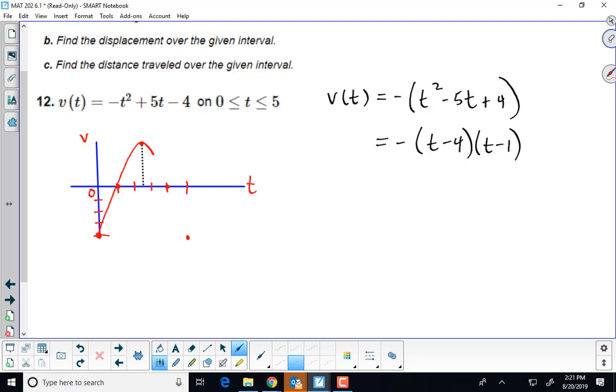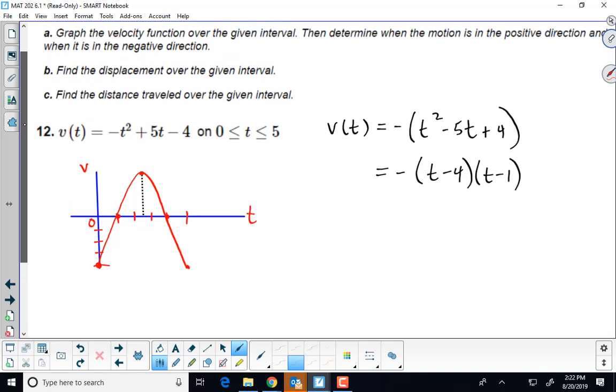So this is going to be a sketch of our velocity function. And we can see then where the motion is in the positive direction and where it's in the negative direction. Since this is v, 0 to 1, we're in the negative direction because the velocity curve is negative. And then from 1 to 4, we're above the t-axis, so that's going to be moving in the positive direction of our axis, and then negative right there, from 4 to 5, moving in the negative direction. So let's answer some questions then. Graph it and determine when the motion is positive and when it is negative.